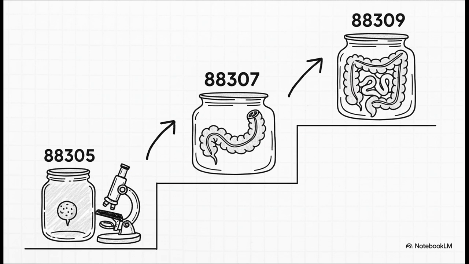And of course, after a specimen gets taken out, it heads off to the lab. The code you use for pathology all depends on how complex that specimen is. For a standard little polyp, it's almost always going to be 88305. But for bigger, more complex things like a section of the colon or even the whole thing, you're going to move up to higher level codes like 88307 or 88309.